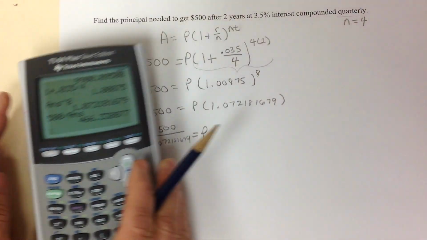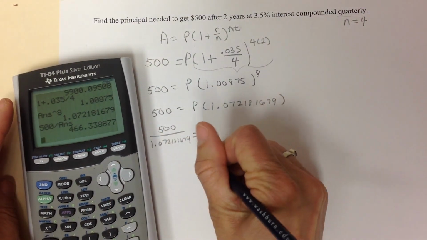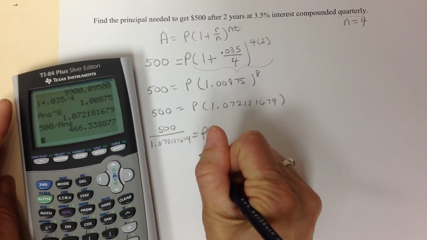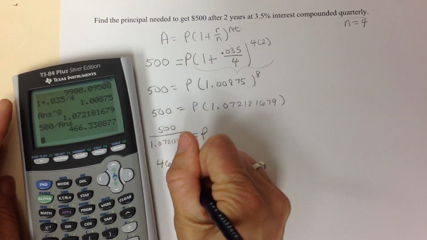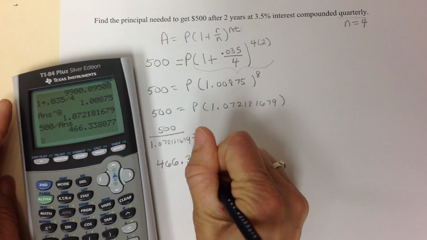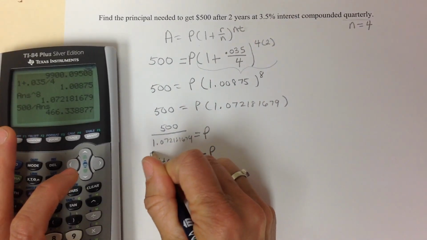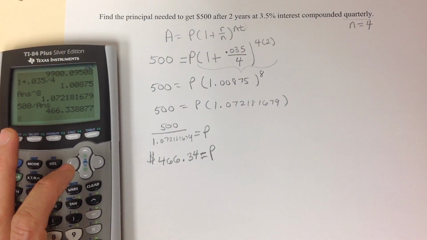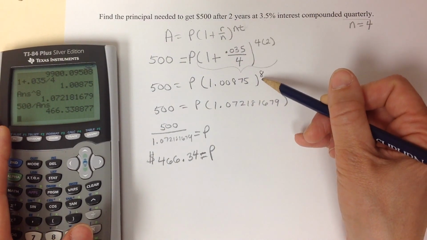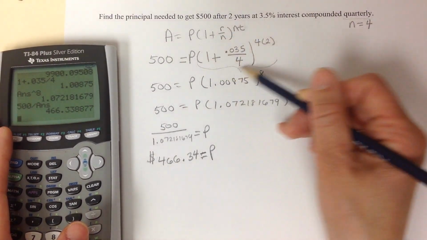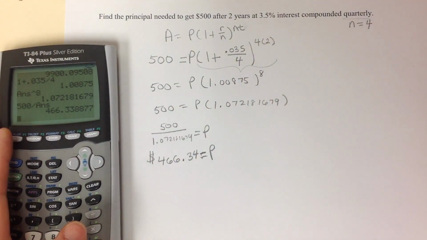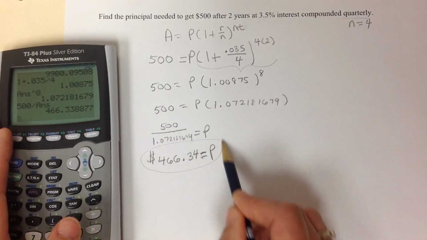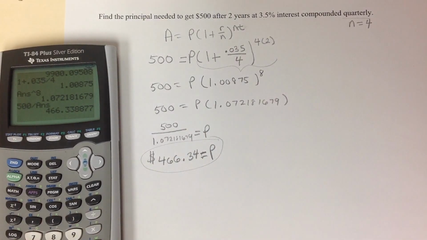Rounding to 2 decimal places for money looks like this would be, I'll say equal, $466.34. Okay, now if you don't like rounding, you can just leave everything as it is and type it all into the calculator at the end, but you've got to be careful to make sure to use your parentheses correctly with your order of operations.